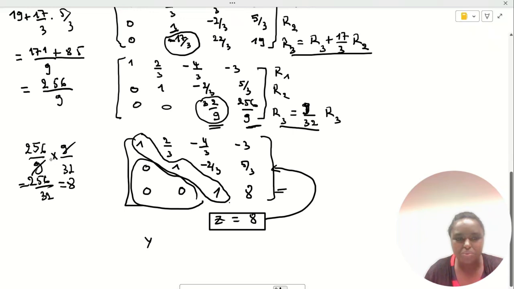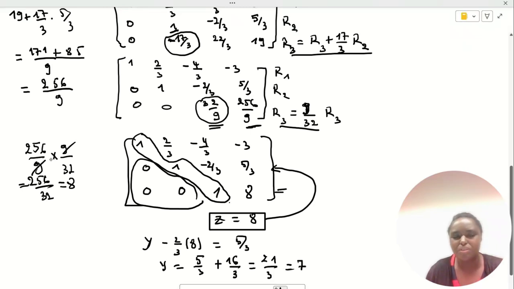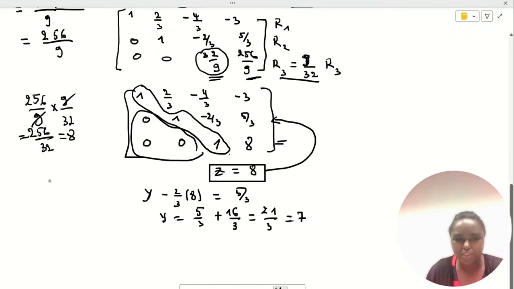Then we will get y. This is y, and minus 2 over 3 times z, which is equal to 8, and then this will be equal to 5 over 3. So from this, what do we get? We get y equal to 5 over 3 plus 16 over 3, which is equal to 21 over 3, which is equal to 7. We get y equal to 7, and z equal to 8.